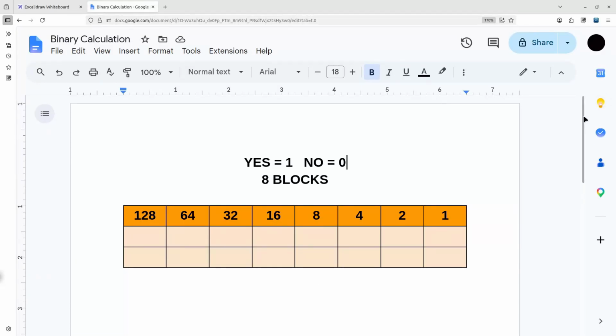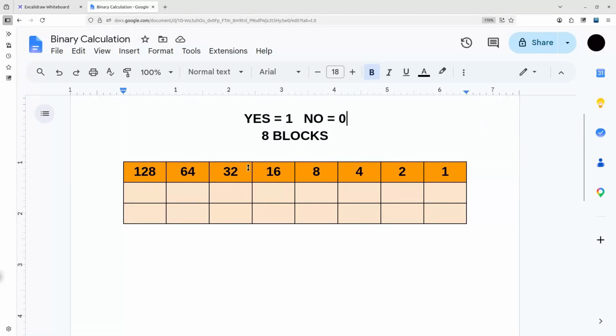Again, the rules: it should never exceed more than 8 blocks, and yes is equal to 1, that is on. No is equal to 0, that is off. Okay, these are the rules. Now let's get to a number, I don't know, 5 or let's say 3. Now we start calculating from here.